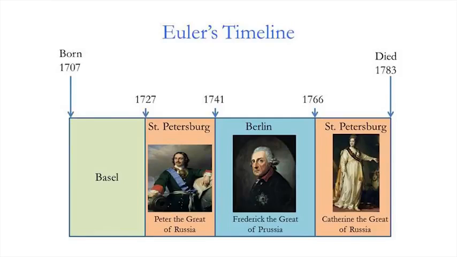His life can be conveniently divided into 4 periods spent in only 3 locations: Basel, St. Petersburg, Berlin, and then back to St. Petersburg. He was born in Basel in Switzerland in 1707 and spent his early years in a village nearby where his father was a Calvinist pastor. He entered the University of Basel when he was 14 and received instruction there from the great Johann Bernoulli, who was then probably one of the world's greatest mathematicians. And Euler graduated in 1723.